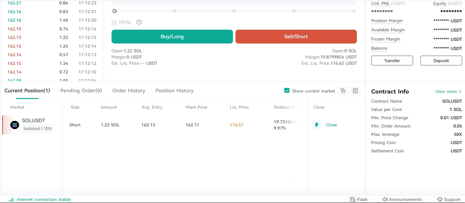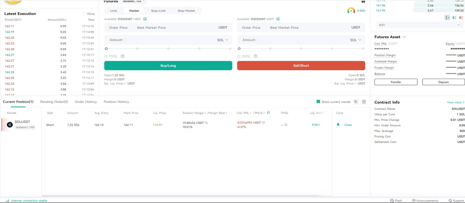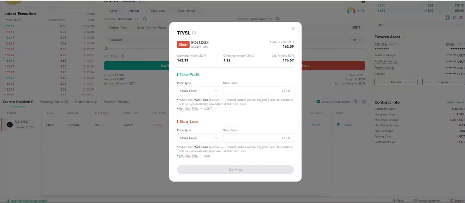This is why it's important to set that stop loss. It's very, very important. And here, if we zoom in, we can actually see the TP and the SL, because I haven't actually set one. So for example, if I want to make sure that when it gets to $169.40, I actually sell, I can just click on this little button there.